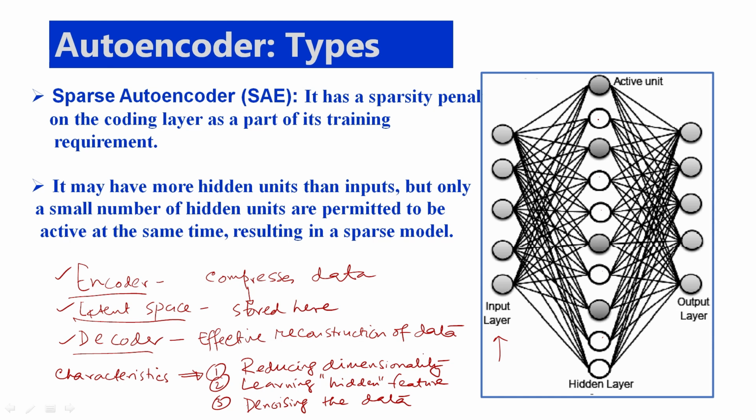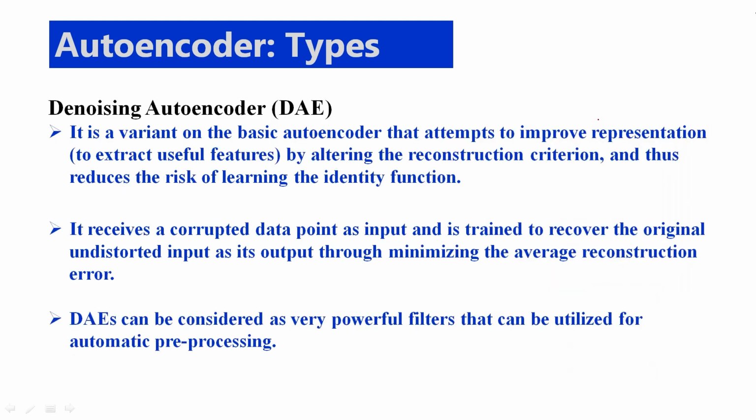Why is it so? Why can you allow a sparsity penalty? Because it reduces the computational time and the computational power also. The next type of autoencoder is the denoising autoencoder. It is a variant of the basic autoencoder, as it attempts to improve representations by altering the reconstruction criterion, and therefore reduces the risk of learning the identity function.